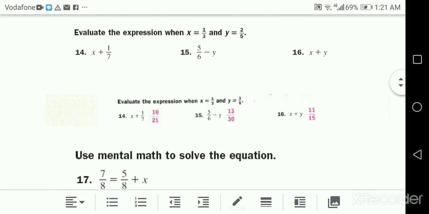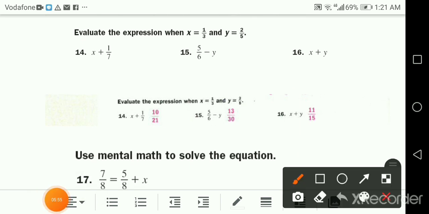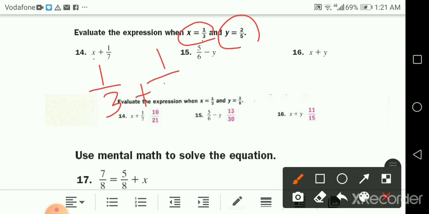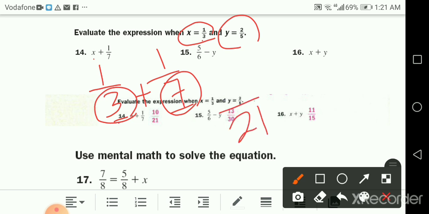Okay, this is a very interesting question. Evaluate when x equals 1/3 and y equals 1/7. Remember, x here is 1/3. And instead of x, write 1 over 3 plus 1 over 7. I have different denominators. So what I do here, I get the LCD of them, or the LCM. So what is the LCM here? 3 times 7, 21.